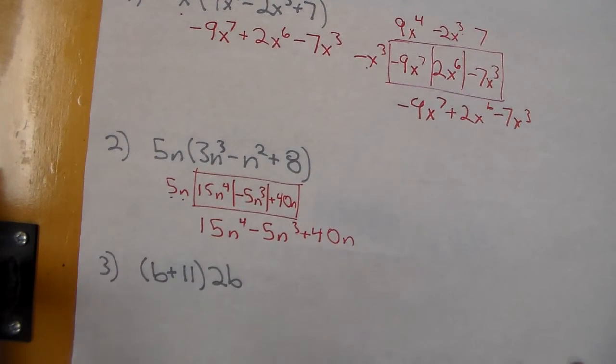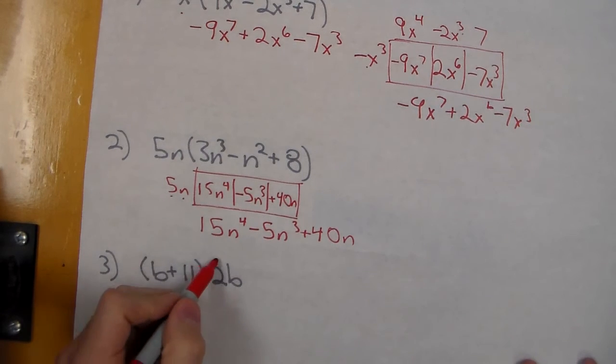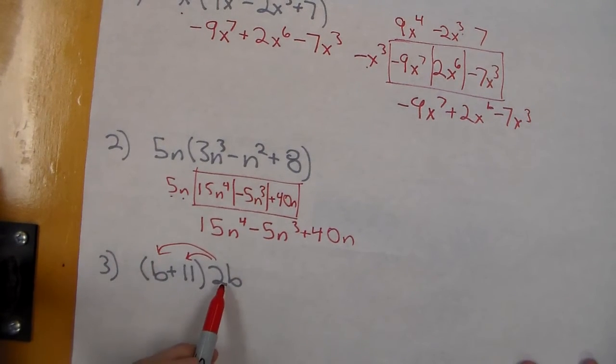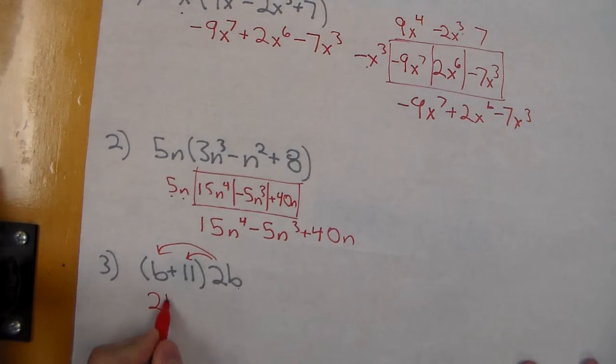Number 3, well, suddenly this term is on the other side, and that's fine. Multiplication can go around this way. I go 2b times b is 2b squared, and 2b times 11 is 22b.